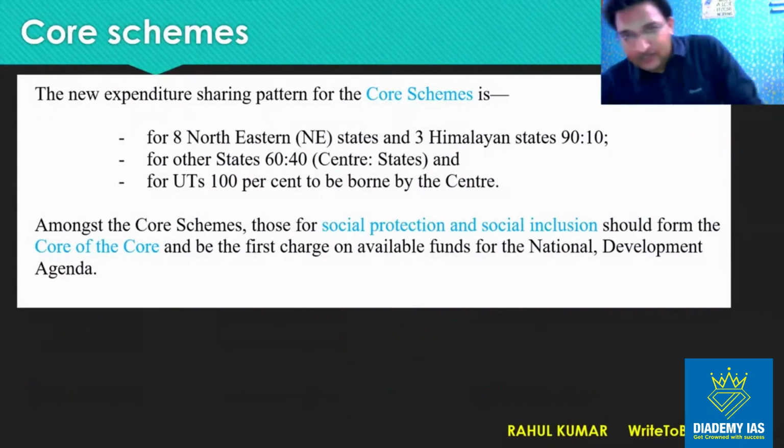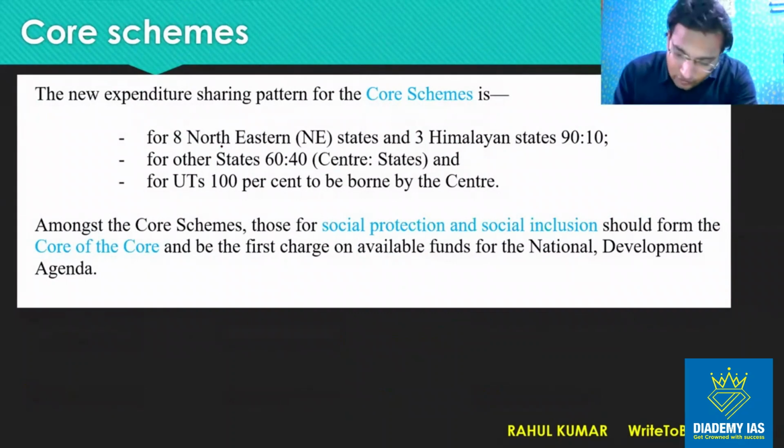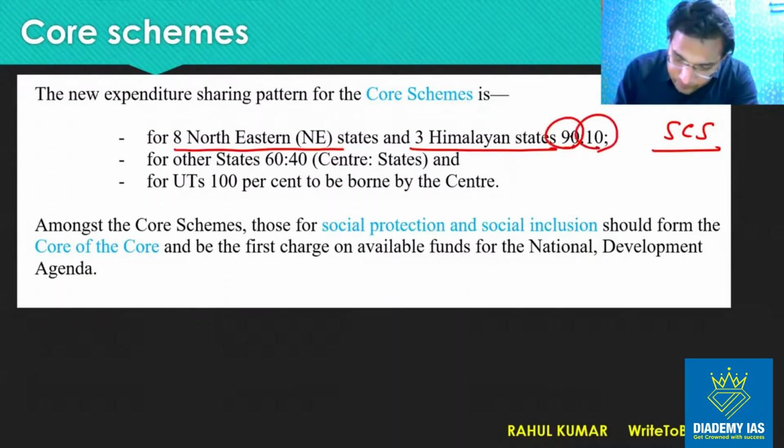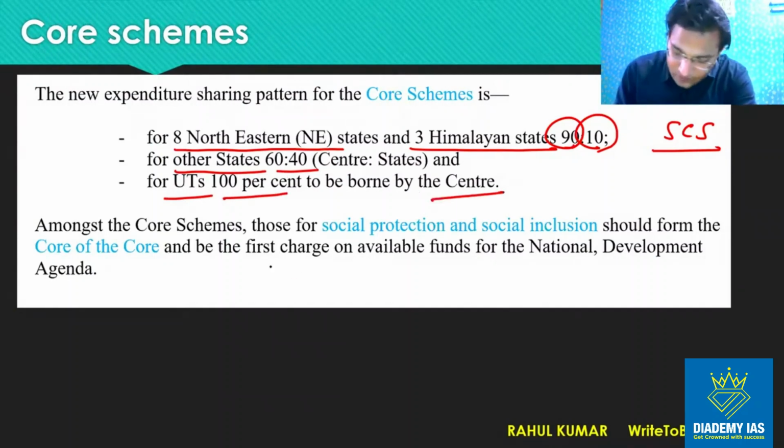Now the core schemes. In the case of core schemes, this will be the funding pattern for the 8 northeastern states and 3 Himalayan states, that is, the special category status states. The funding mechanism will be 90-10, right? In the case of other states, this will be 60-40, and in the case of UTs, this will be 100%, right? 100% by the center.